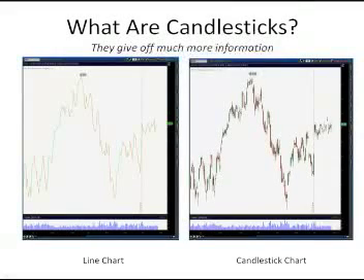So here's a quick comparison of a non-candlestick chart. This is a line chart on the left compared to a candlestick chart, excuse me, on the right. And for the untrained eye already, if you've never used this, you should see there's a significant difference. It's the same chart, the same time span.